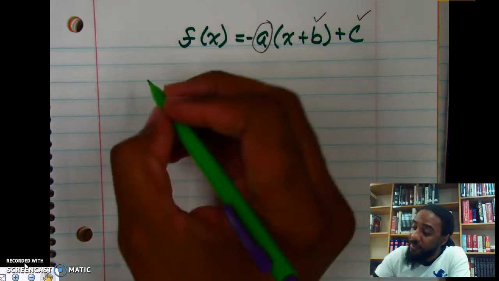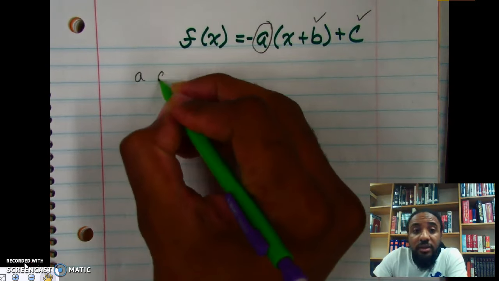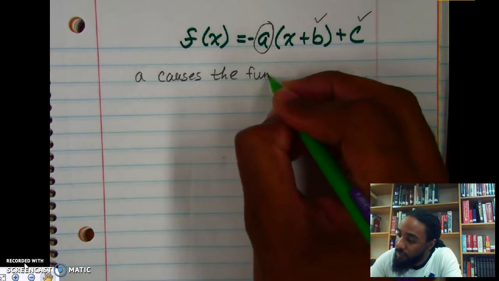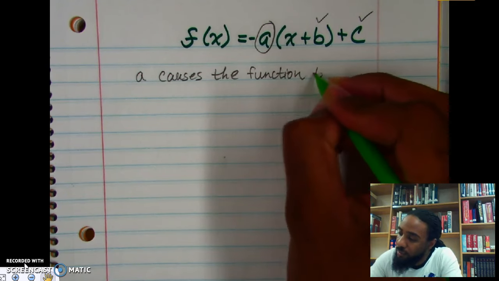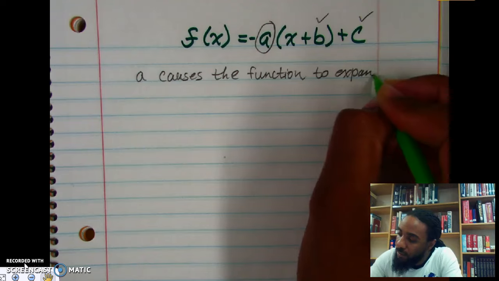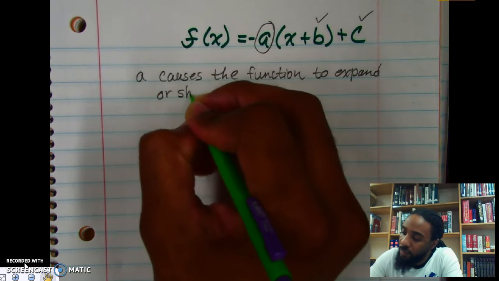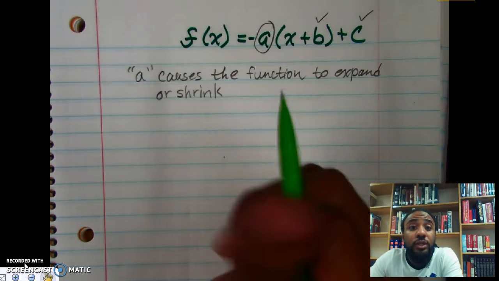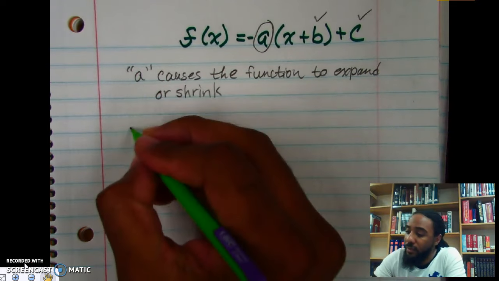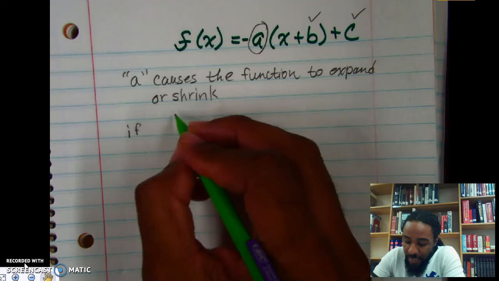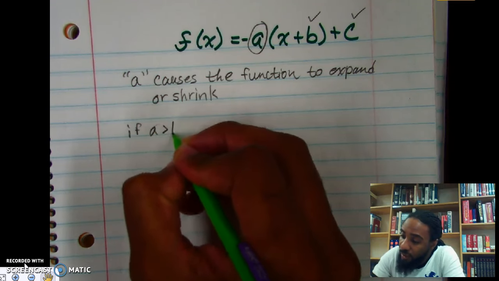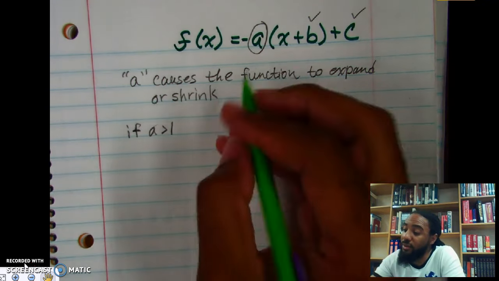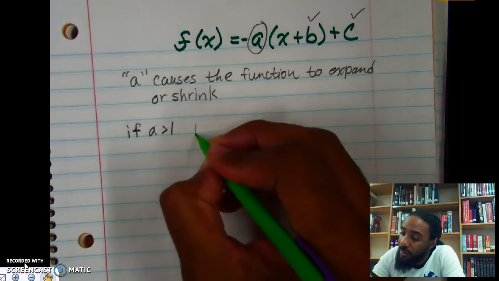So with it, A causes the function to expand or shrink. So it causes it to either expand or shrink there. Now, with this, and this is one, again, you're going to have to just remember it. If A is greater than 1, so bigger than 1, so that means it could be like 3/2, or it could be 5/4, anything of that sort. Anything bigger than 1, the function shrinks.